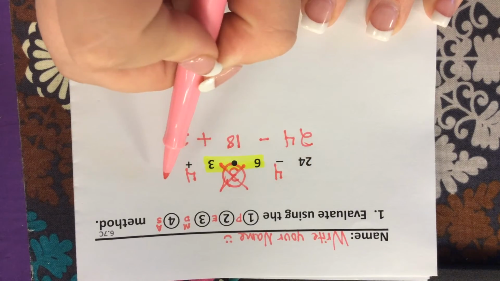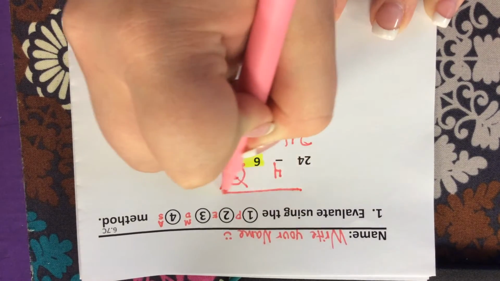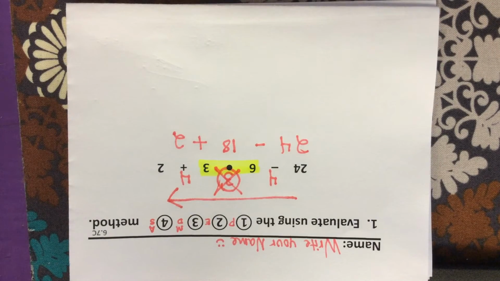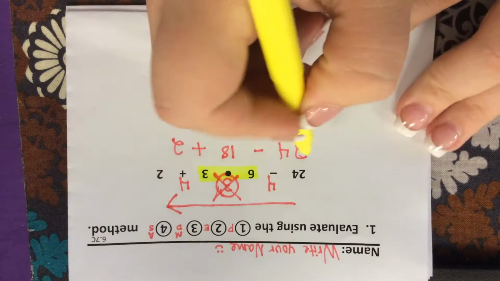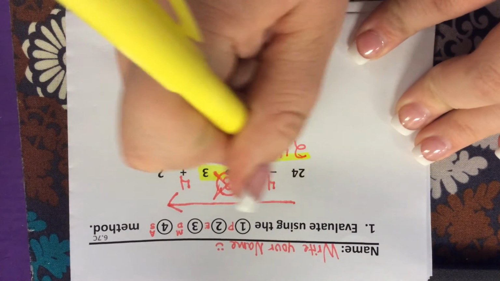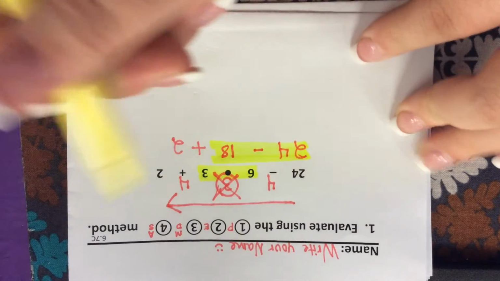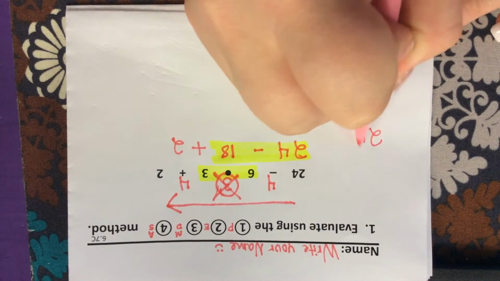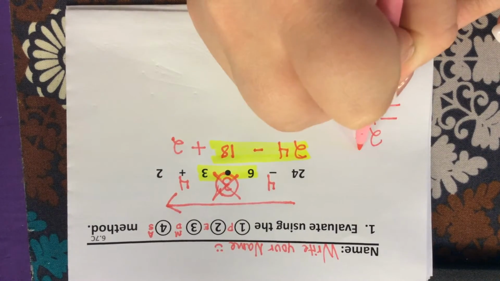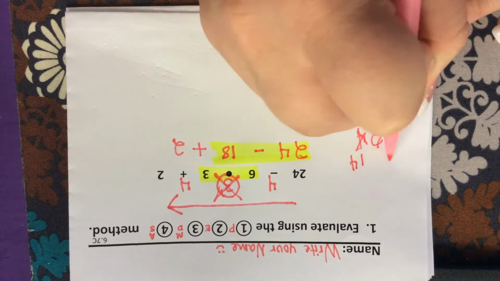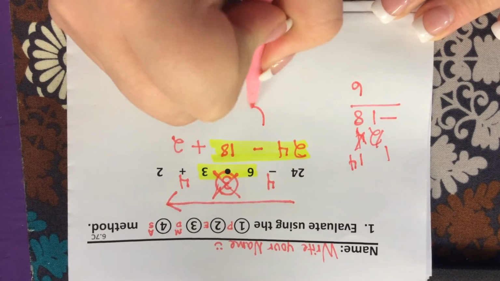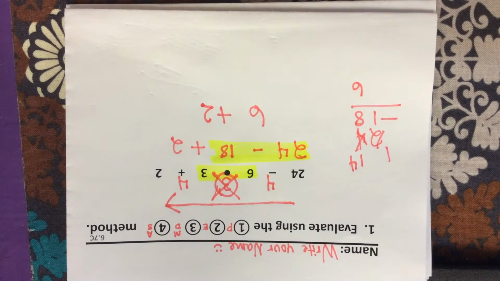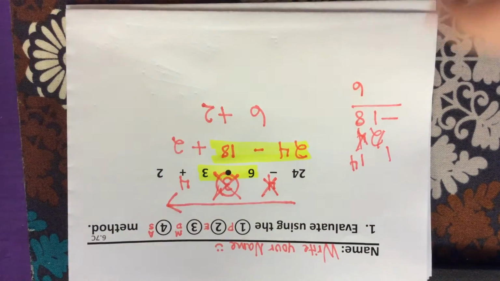The only steps I have left are step 4, and I'm going to work all my step 4s from left to right. First, we're going to do 24 minus 18. Make sure you borrow, and you get 6. And the rest of it needs to come down. And we've done that first 4.